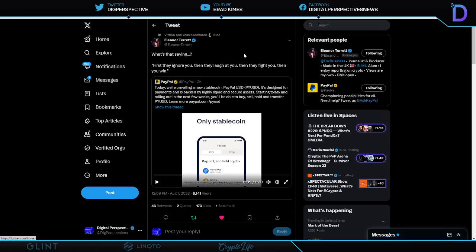It's PayPal. Today, we are unveiling a new stablecoin. PayPal USD, it's designed for payments, is backed by highly liquid and secure assets. Starting today and rolling out in the next few weeks, you'll be able to buy, sell, and hold and transfer PYUSD, which is PayPal USD stablecoin.